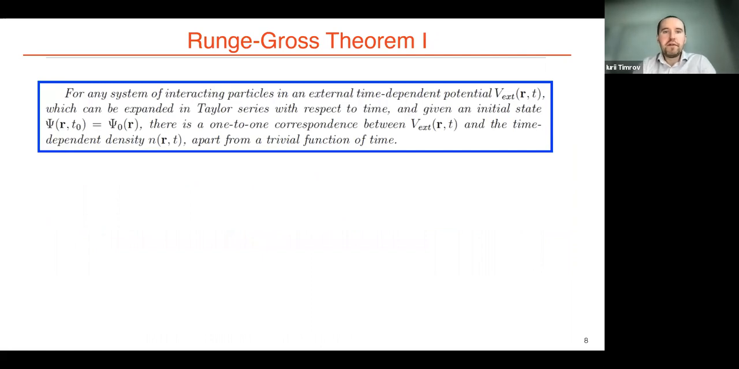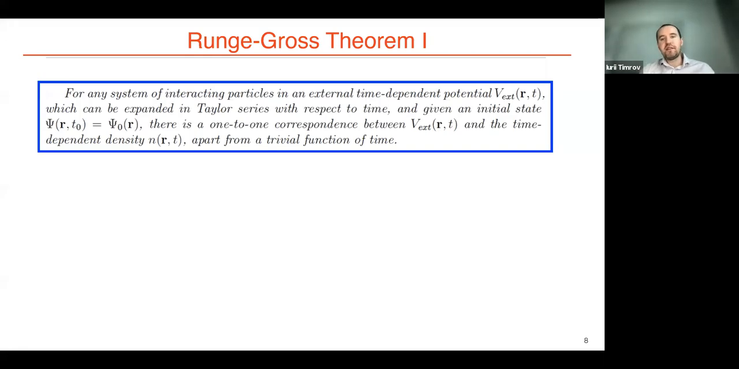And this brings us to the first Runge-Gross theorem, and its exact statement is written here. Let me read it. So the first theorem tells us that for any system of interacting particles in an external time-dependent potential V_ext(r,t), which can be expanded in a Taylor series with respect to time, and given an initial state psi_0(r), there is a one-to-one correspondence between the time-dependent external potential and the time-dependent density n(r,t), apart from a trivial function of time.